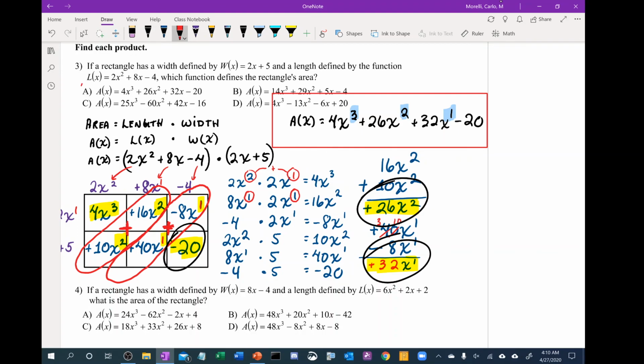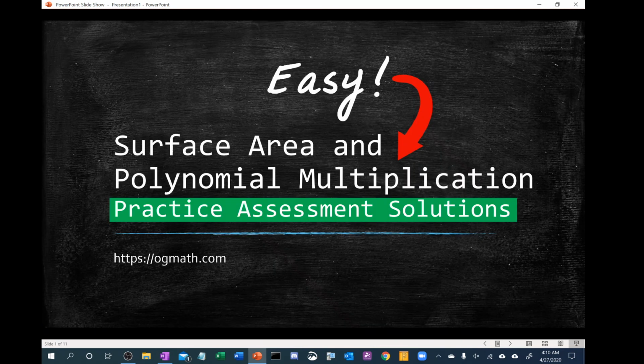All right, guys. Well, I really do hope that you have found this to be pretty simple. That's all it really is. And so, like I said, this is easy.